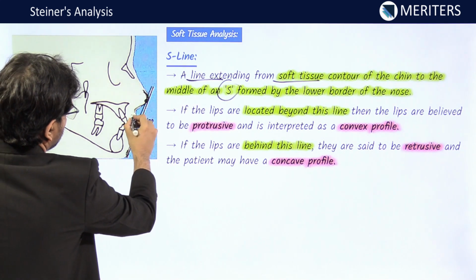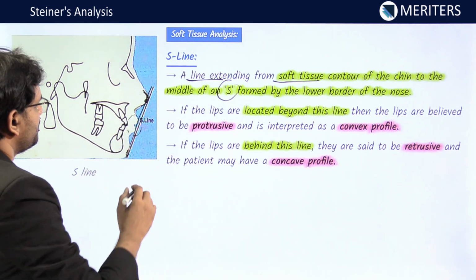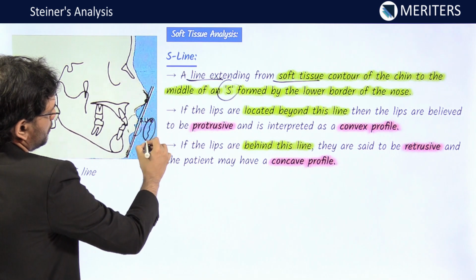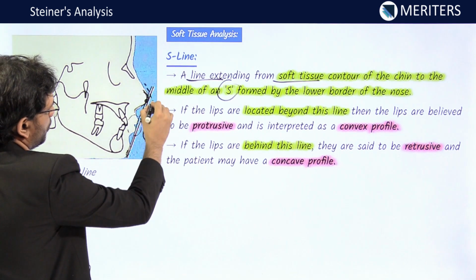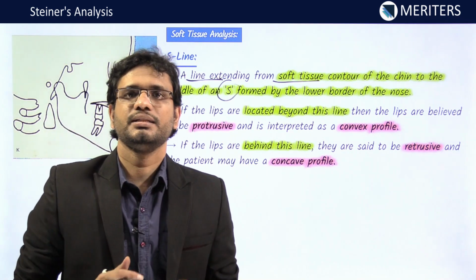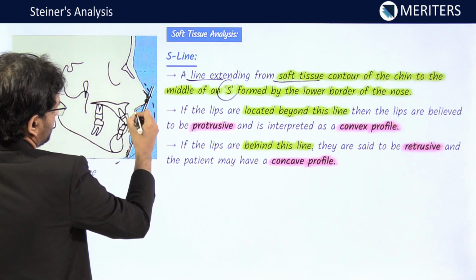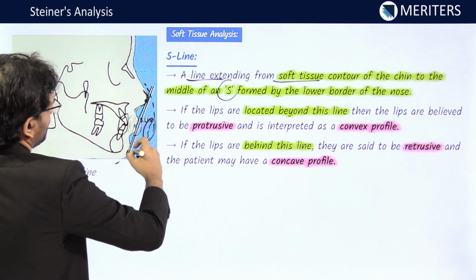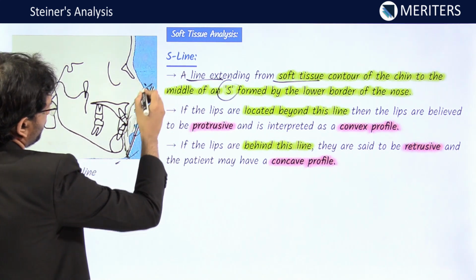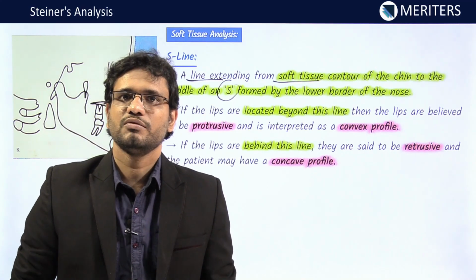Now we have to check the position of the lips in relation to this S line. If the lips are beyond the S line, then the profile is called a convex profile, and the lips are said to be protrusive lips. In the same way, if the lips are behind this S line, then the profile is said to be a concave profile, and the lips are said to be retrusive lips.